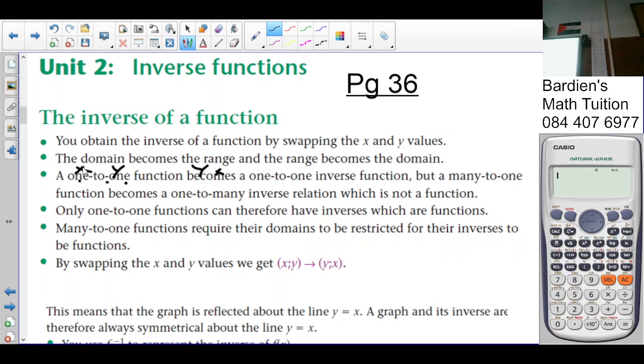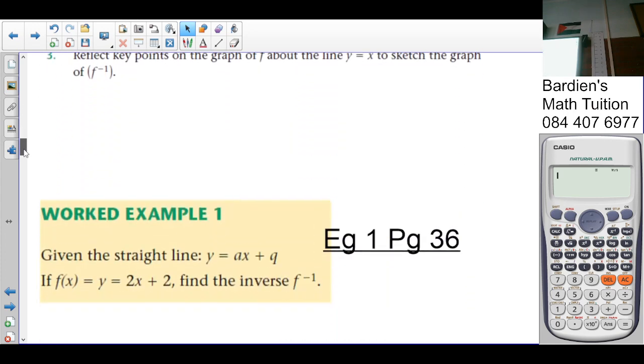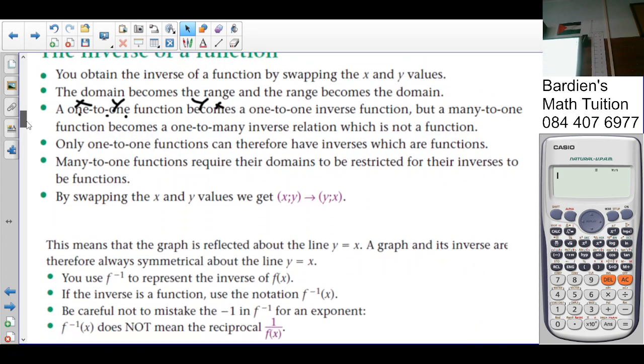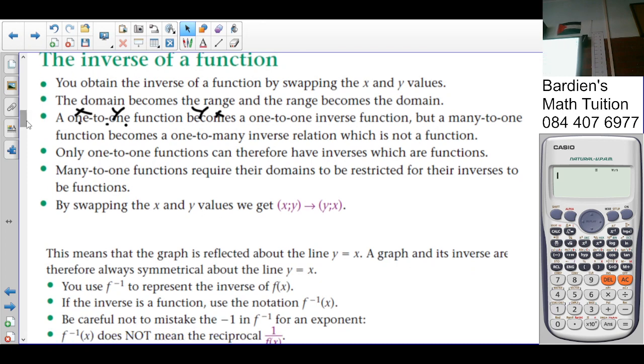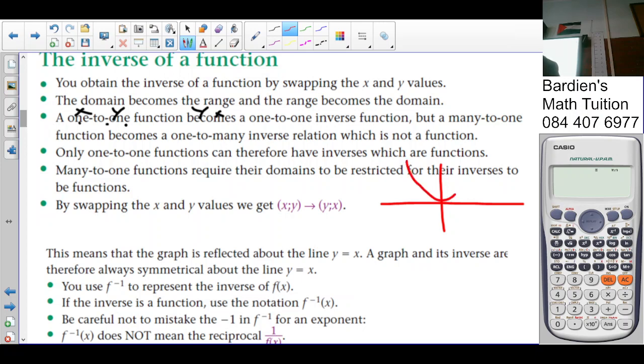But a many-to-one function becomes a one-to-many relation. It's not a function anymore. And a good example of that is exactly what we have done now. If we take that parabola into account for argument's sake, and we reflect that graph in this line y is equal to x, then that is what the graph is going to look like.